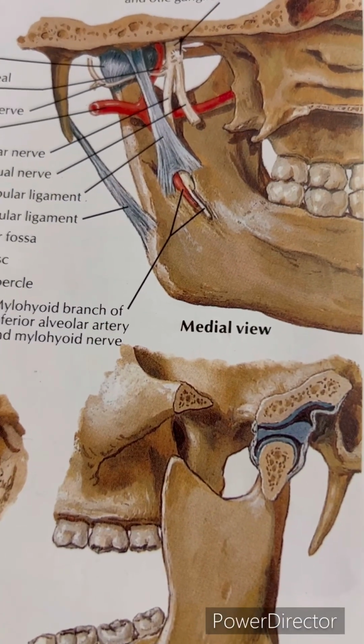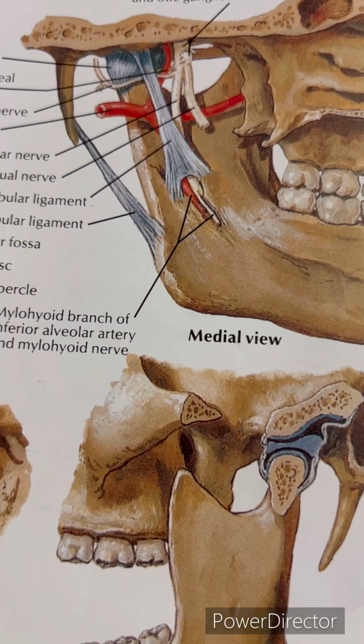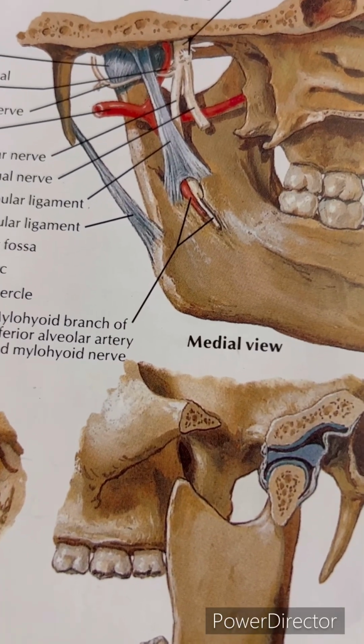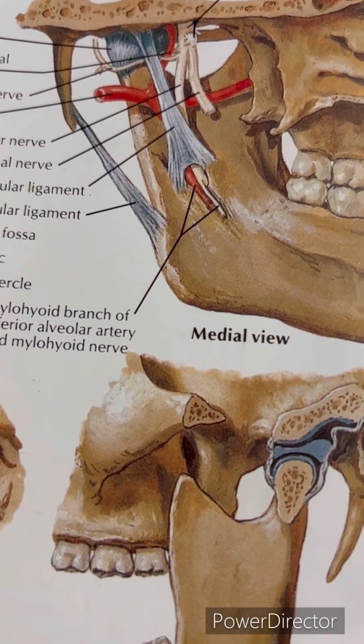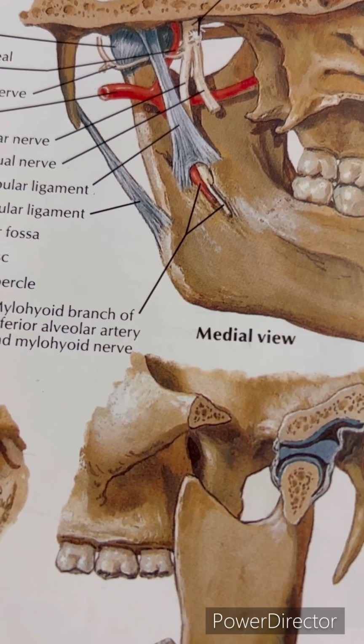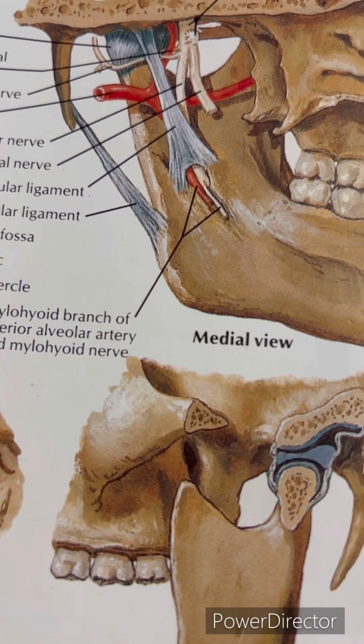This was all about the temporomandibular joint. The disorders of the TM joint as well as the muscles producing movement at the TM joint, which are the primary muscles of mastication and the accessory muscles of mastication, have all been discussed in the previous video of the mandible.